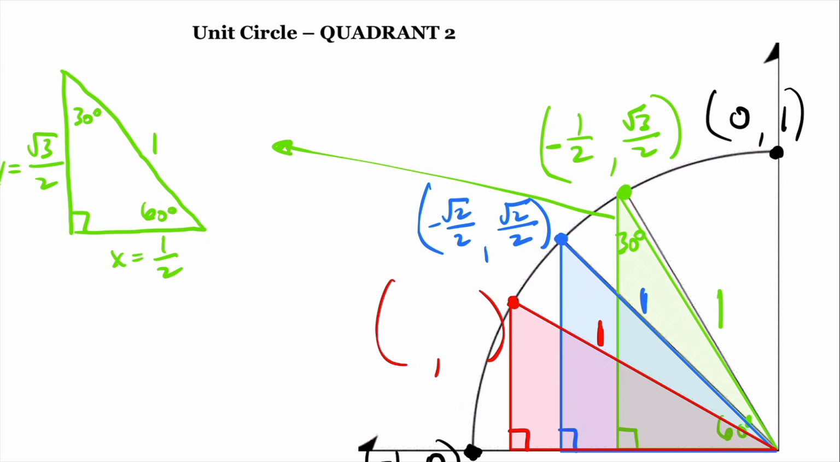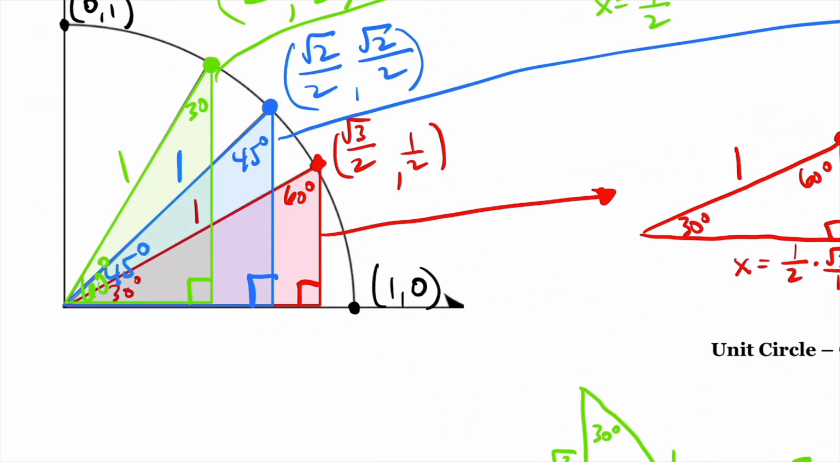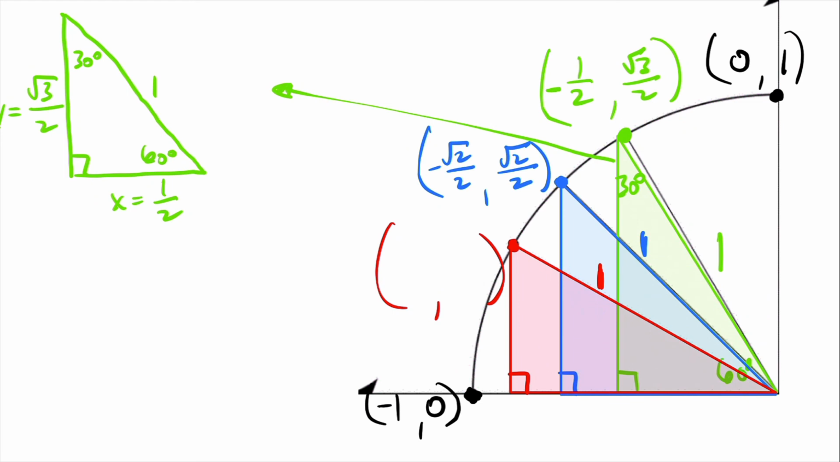The red one. The red is the same angle, the same triangle as the red one in quadrant 1. The only difference is it's reflected. It's in the second quadrant. So it's going to have the same coordinates, square root of 3 over 2 and 1/2. It's going to have the same coordinates, just it's a different direction. So it's going to be negative root 3 over 2, positive 1/2.